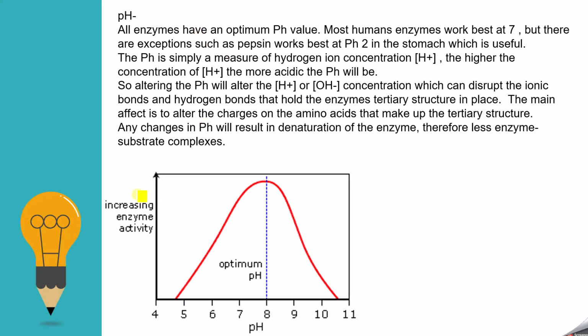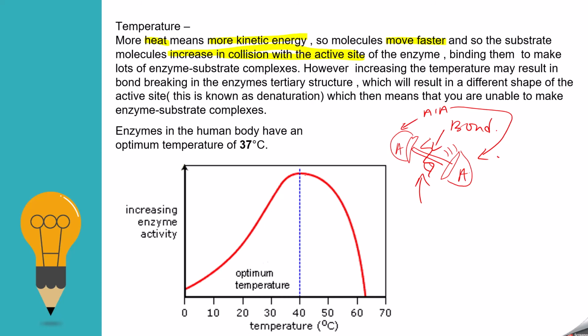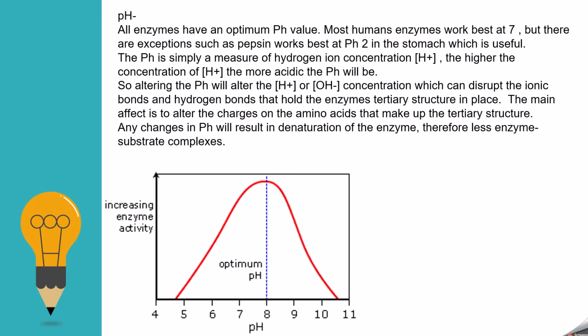Now, looking at pH, all enzymes have an optimum pH value. By the way, you've got to recognize the graphs for each one. For temperature, this is what the graph looks like here, so try and memorize that. So let's go back to pH. All enzymes have an optimum pH value. Most human enzymes work best at pH 7, but there are exceptions, such as pepsin in the stomach, where it's all acidic conditions, so the enzymes there work best at pH 2.